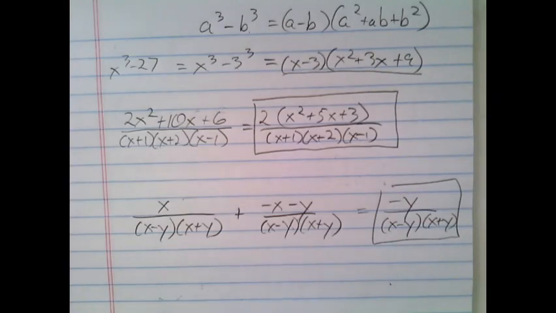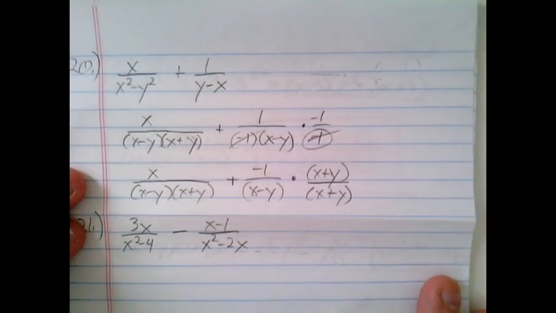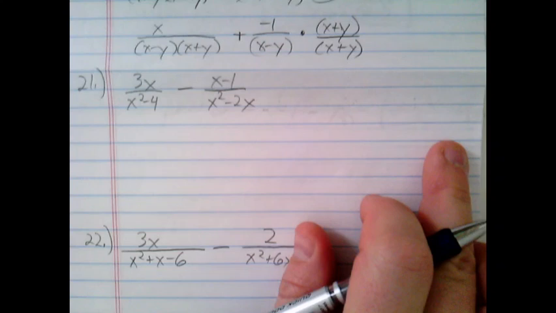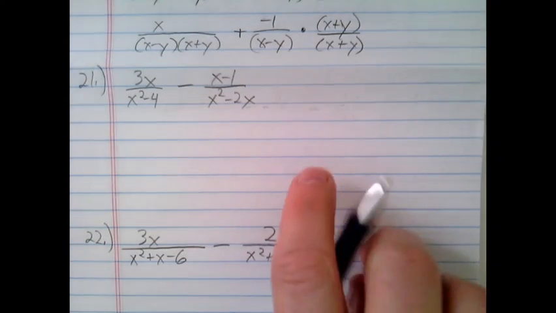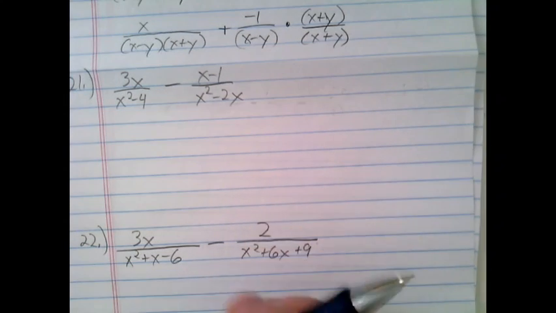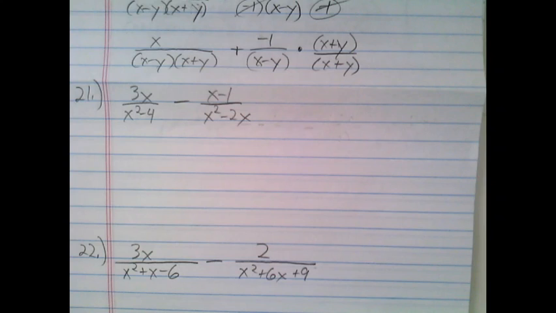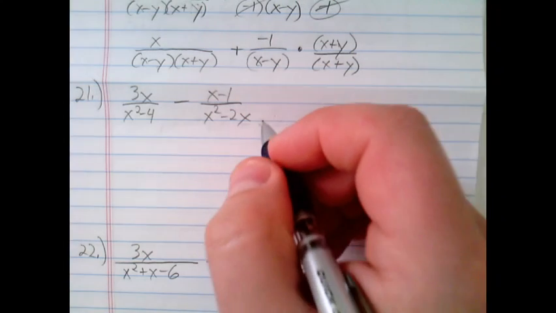Alright. Well, I guess that brings us to number 21. There we go, number 21. Alright, so in number 21 we're doing a subtraction. Subtraction is the same as addition in the respect that we need to have a common denominator.